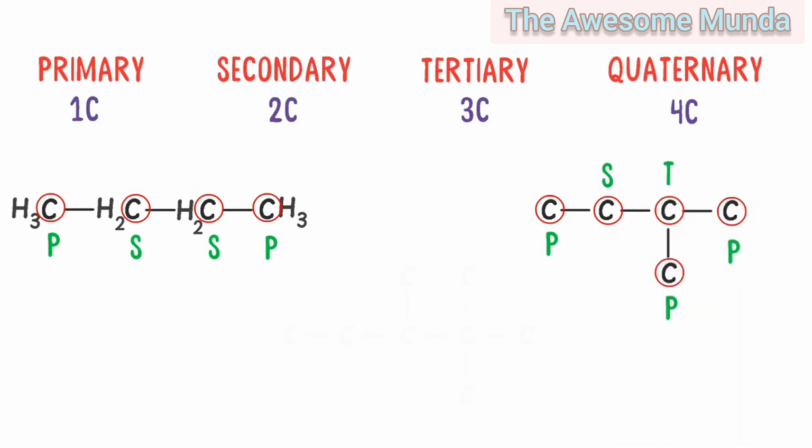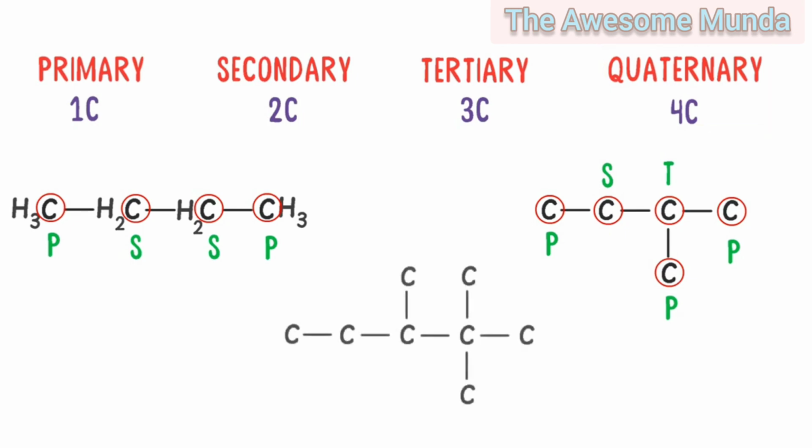Therefore, note it down that if carbon is bonded to one carbon, it is a primary carbon. If carbon is bonded to 2 other carbons, it is a secondary carbon. If carbon is bonded to 3 other carbons, it is a tertiary carbon. And if carbon is bonded to 4 other carbons, it is a quaternary carbon.